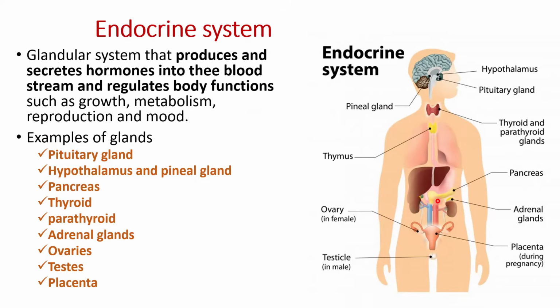The pancreas is also an endocrine gland and an exocrine gland. Then you have the adrenal glands, the ones located superior to the kidneys. Then you have the ovary in females, testicles in males, and the placenta during pregnancy in females. Those are some of the endocrine glands that you're supposed to know.